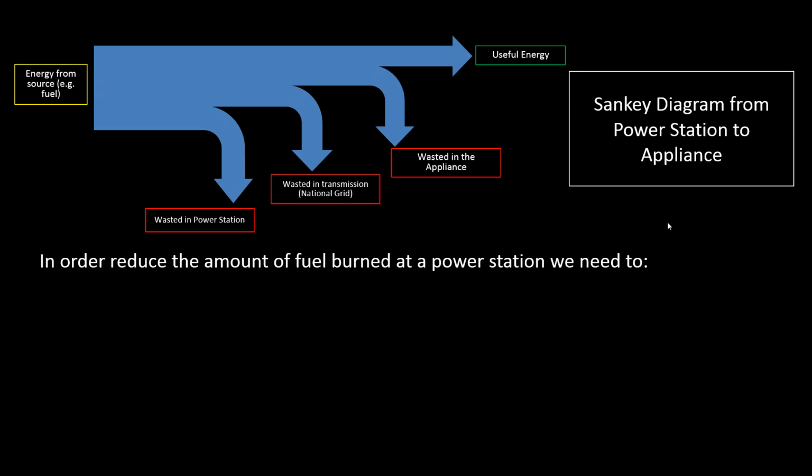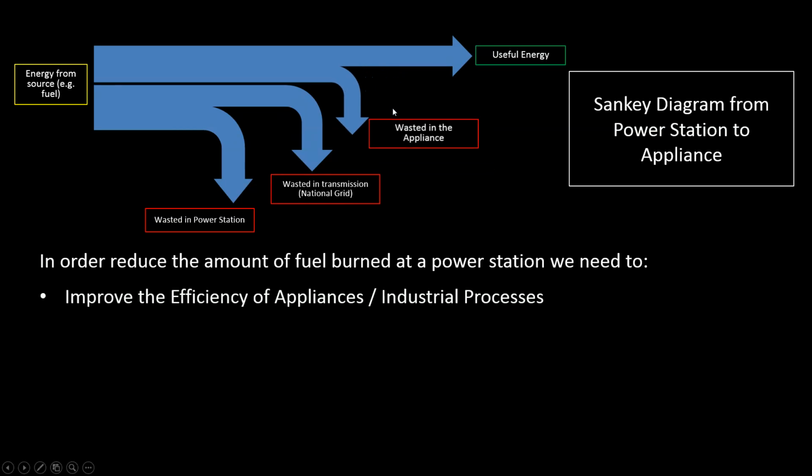So in order to do that, the basic idea is we need a certain amount of useful energy. We can change that by doing things sensibly, like switching off appliances when they're not being used, not using them on standby. So that's something we can do, but the main thing we can do is to reduce waste at each point. For example, if we improve the efficiency of appliances, you can see what we've done here is we've shrunk the width of the wasted energy arrow in the appliances. That's what improving the efficiency of the appliances or an industrial process does.